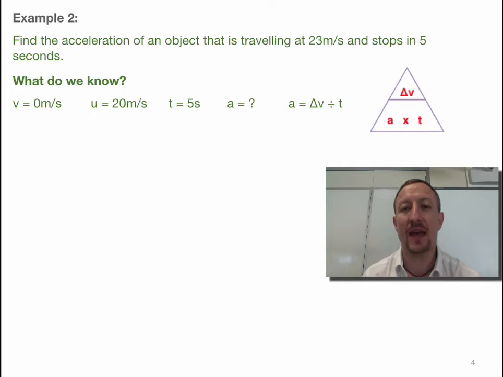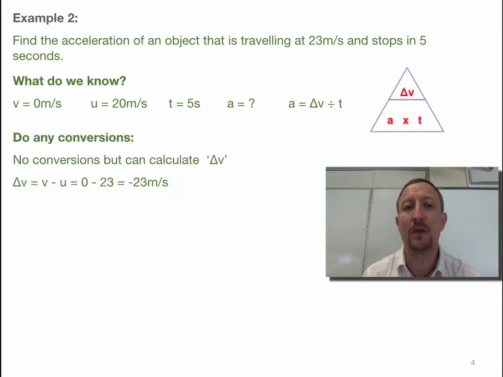So we still use the formula A equals delta V over T, and we'll look for our conversions. Well, again, there's no conversions, but I can calculate delta V. So let's just substitute in. We know that our final velocity is 0, and we know that our starting velocity, or U, is 23. So I use the formula V minus U, so that's 0 minus 23. Now the minus 23 meters per second, the minus value just means that it's slowing down. It's a negative acceleration, which we discussed in the first slide. So don't worry any more than that. All you have to say is that it's slowing down.